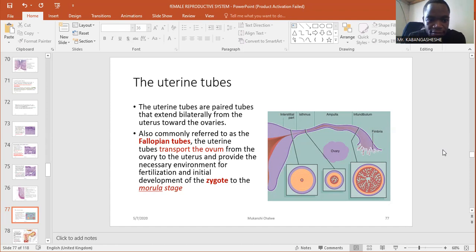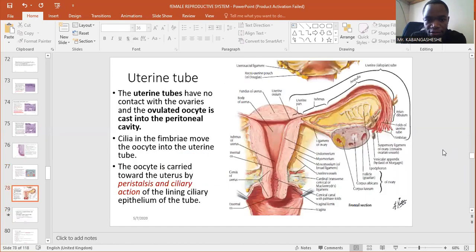So let's look at the fallopian tube histologically. So this is the same diagram. Fimbriae, you see how they are closer to the ovary. So this is towards ovulation. Okay, then we have infundibulum, that part, then followed by ampulla, isthmus, and the intramural or the interstitial part.